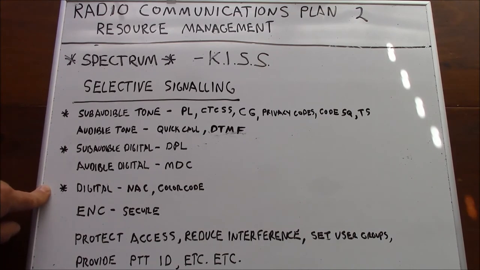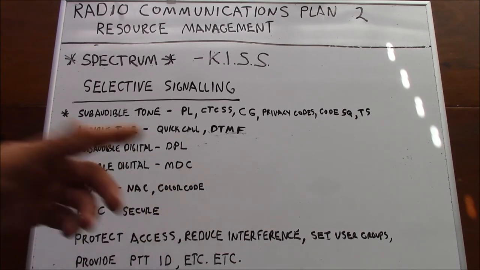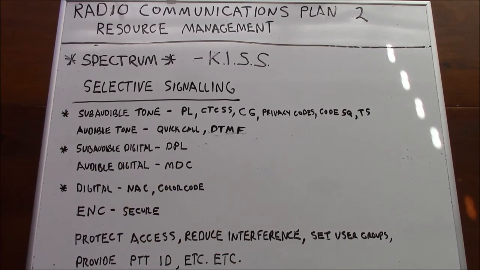And then digital, where your NAC is used in Project 25. And you also have a color code, which is your DMR. And then finally, encryption. Encryption is another selective signaling protocol. It requires a matching key in order to open the squelch of the particular radio.